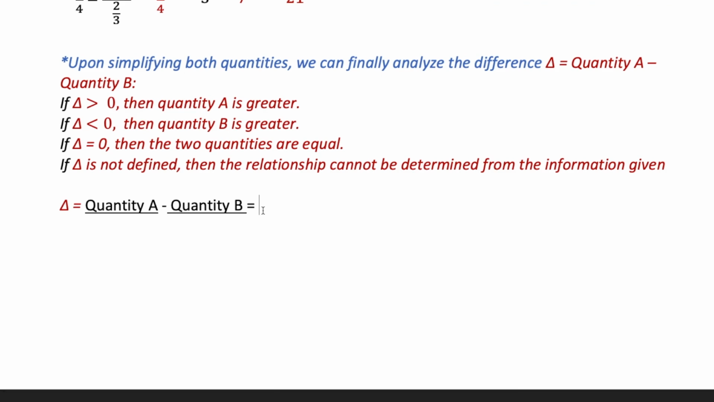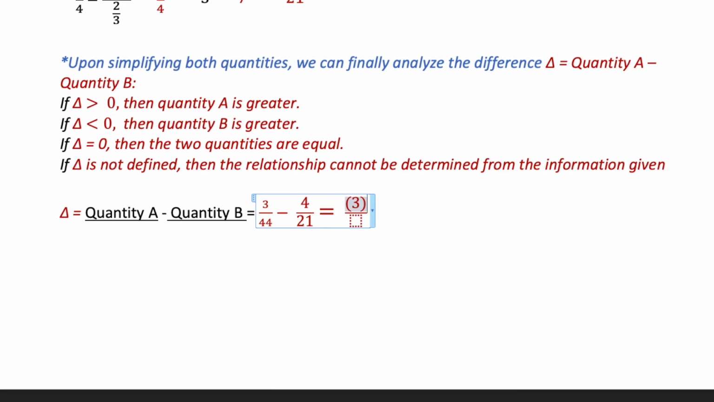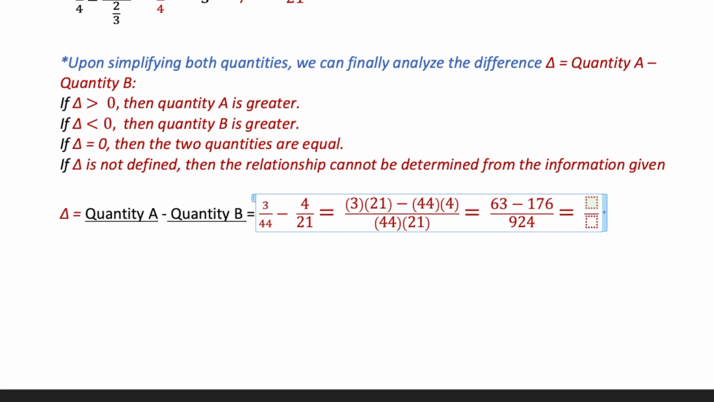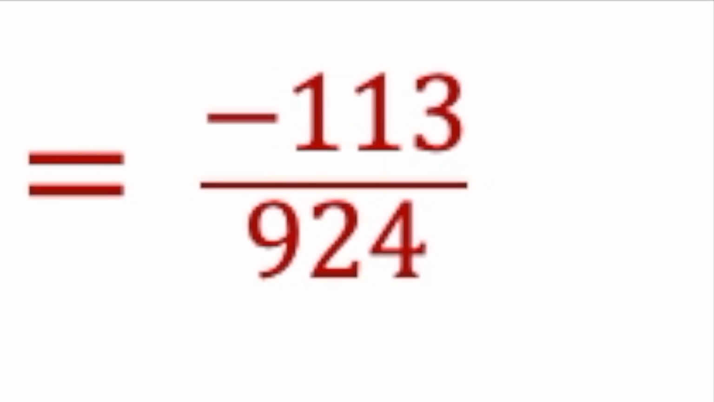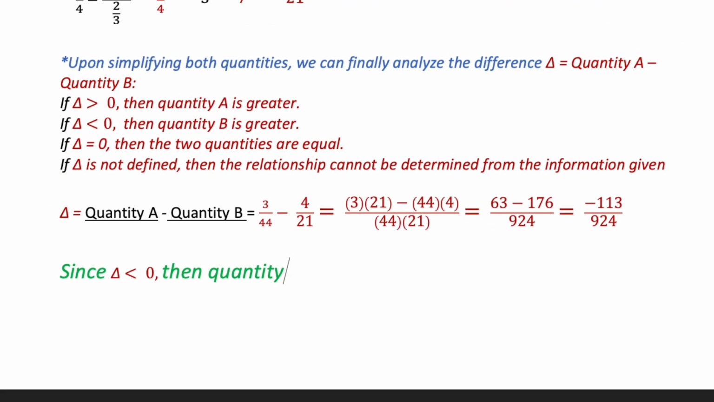Now let's compute delta by replacing quantity A and quantity B by their respective values, which will lead us to 3 over 44 minus 4 over 21, which in turn will lead us to 3 times 21 minus 44 times 4 over 44 times 21. This gives us 63 minus 176 all over 924, which is negative 113 over 924. Delta is a negative number. Since delta is less than 0, then quantity B is greater.